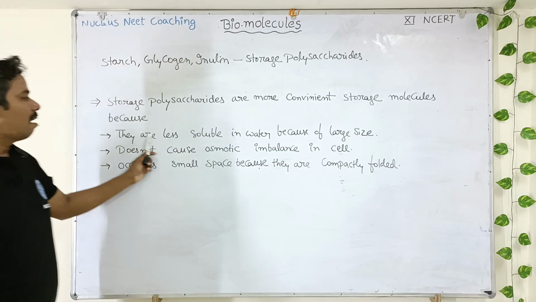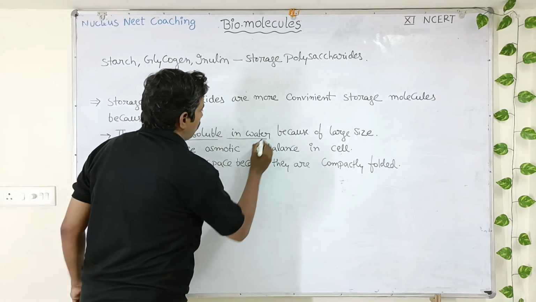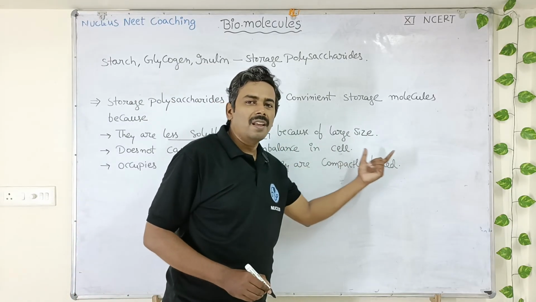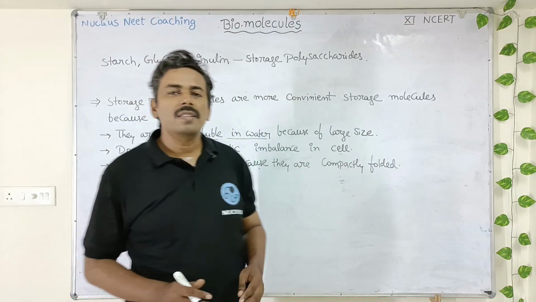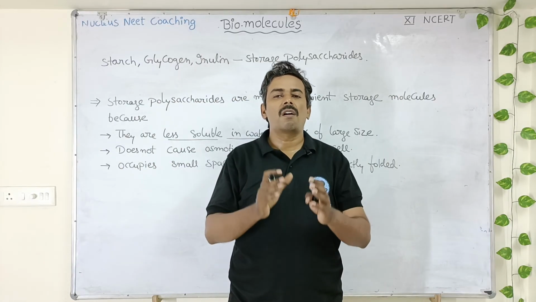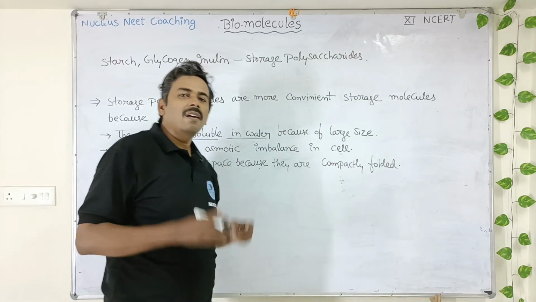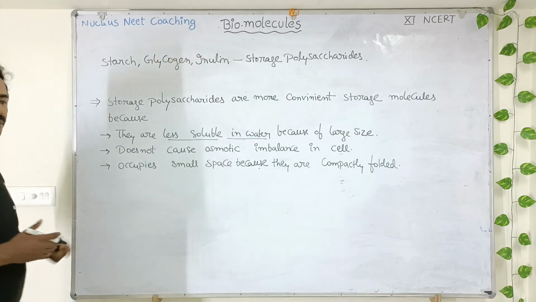Why? Because they are less soluble in water. Storage polysaccharides are less soluble in water because of their large size. So storage polysaccharides have very large size and high molecular weight, so they are not so easily soluble in water. So that will be a benefit for living cells to store food material.